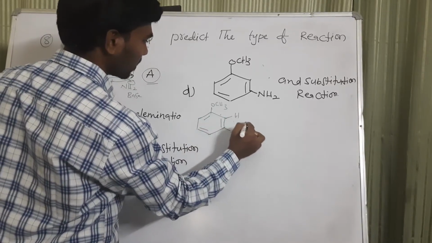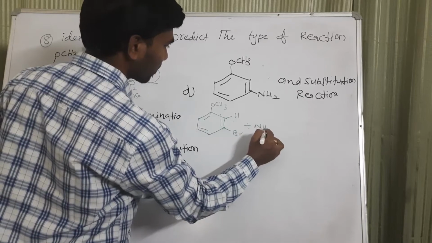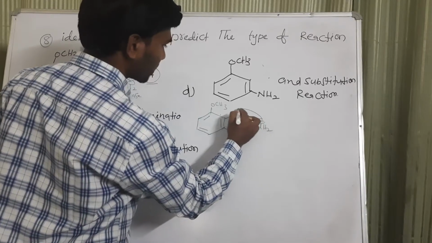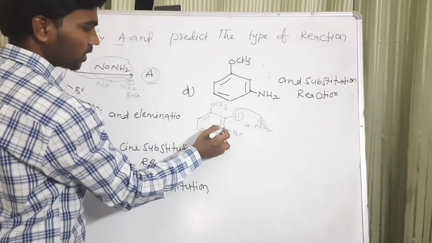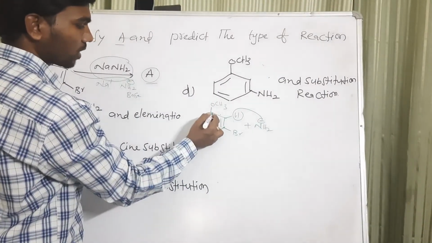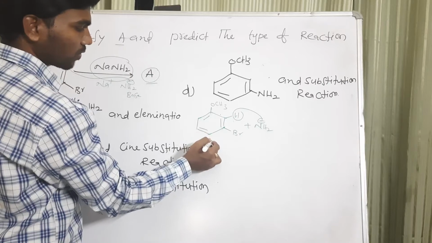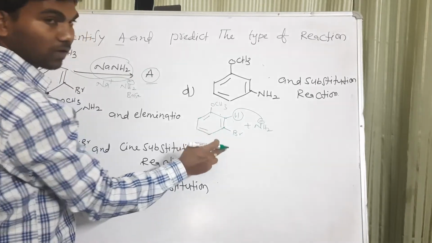So here the proton is there. This NH2 minus will abstract this proton. Why only this proton? Because here there is no proton, and here also there is no proton, so it cannot abstract a proton from there. Why it cannot abstract a proton from here, I will let you know.